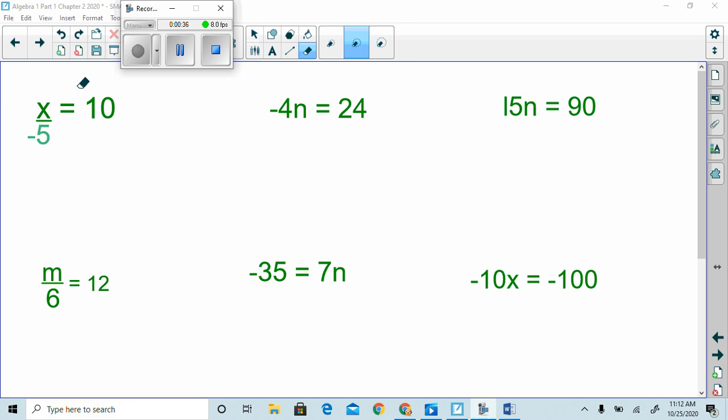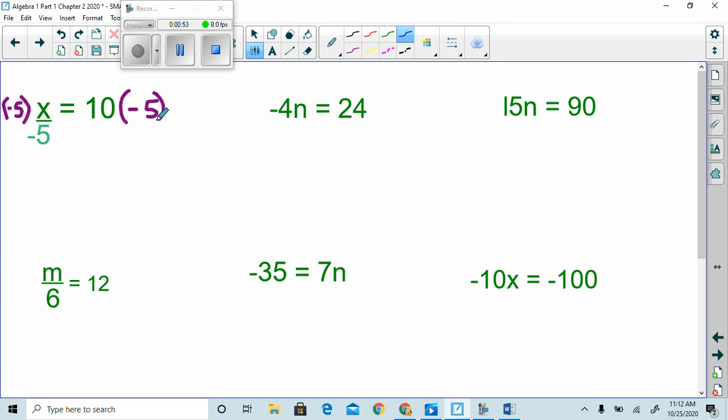Let's get started. X divided by -5 equals 10. Well, I said let's do the inverse. So if this is division, we're going to multiply both sides by -5. It cancels on the left and we're left with x is equal to -50. Just to be sure, -50 divided by -5 gives me a +10. It works.